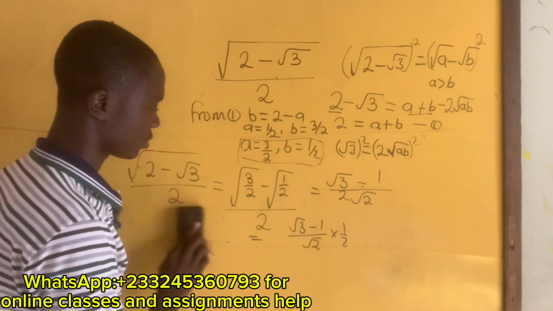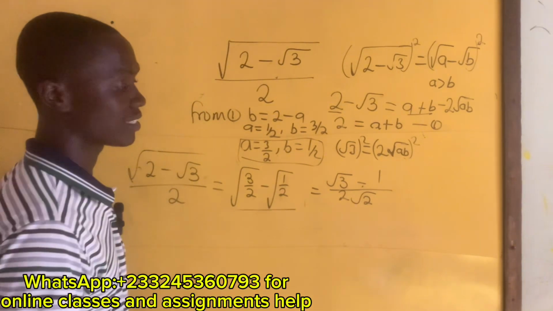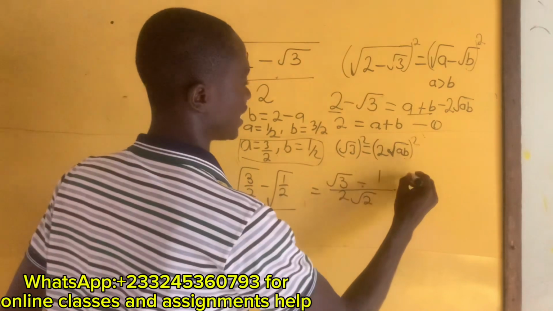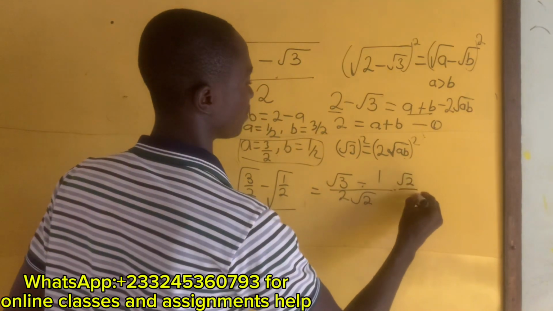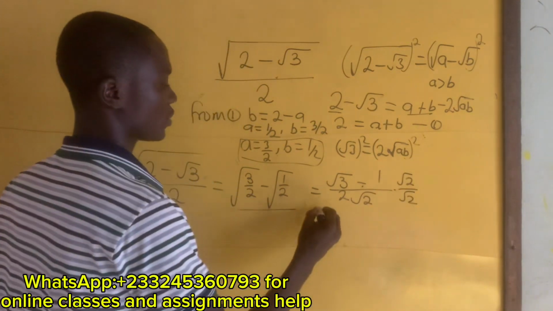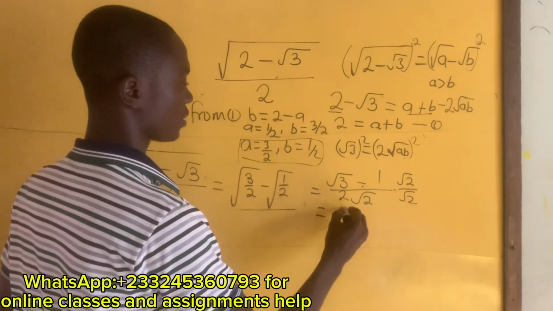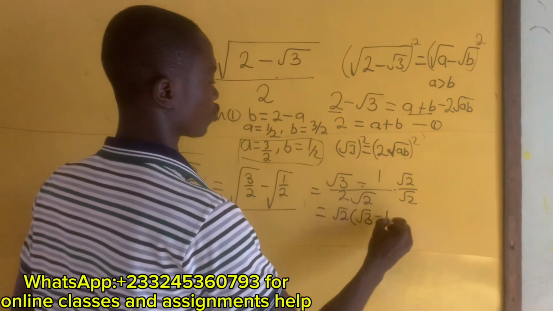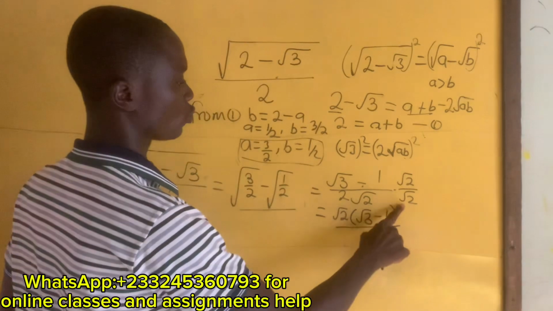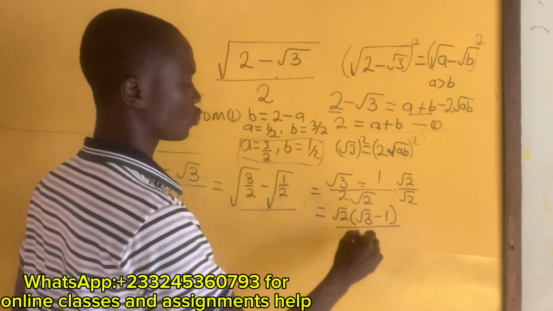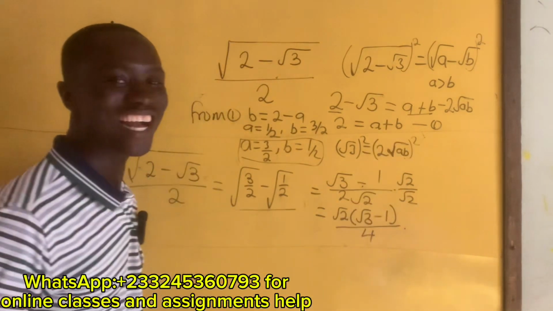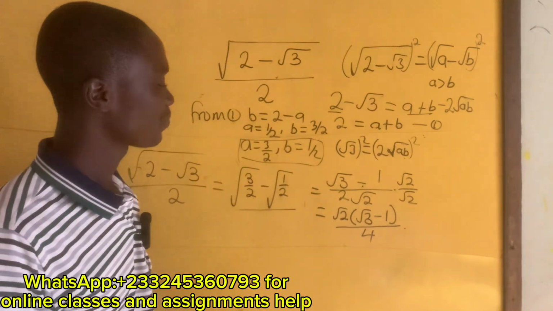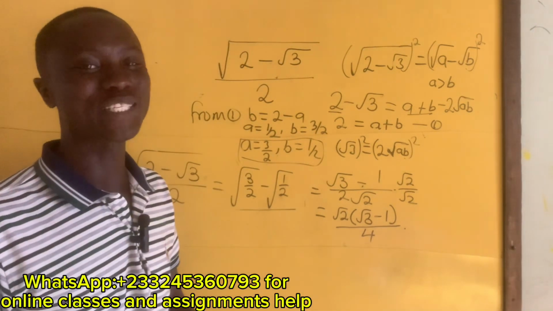Now, let us rationalize by multiplying here by root 2 and here by root 2. So we have root 2 into root 3 minus 1, all divided by root 2 times root 2 is 2, times 2 is 4. Wow. Hence, simplified in a very simple way.